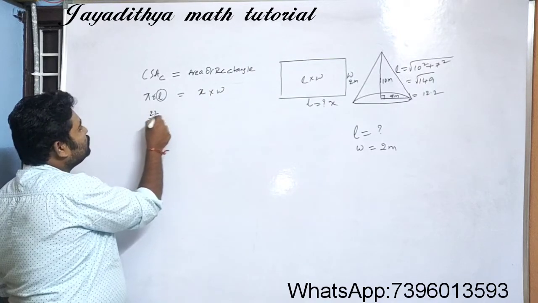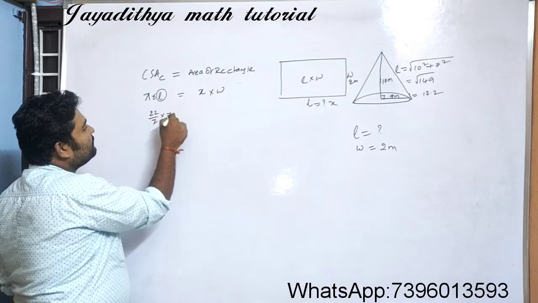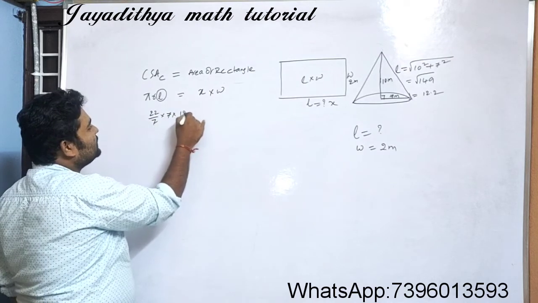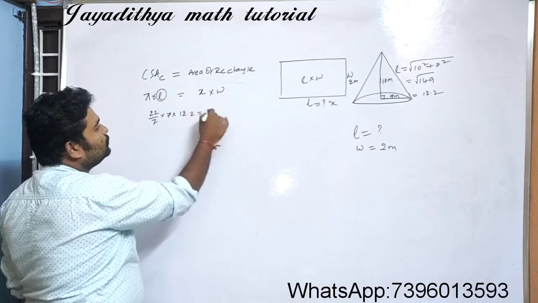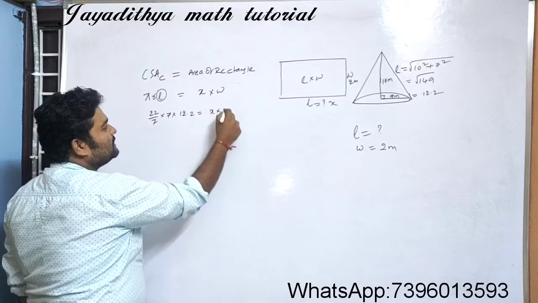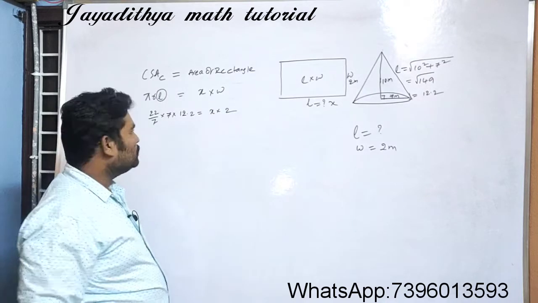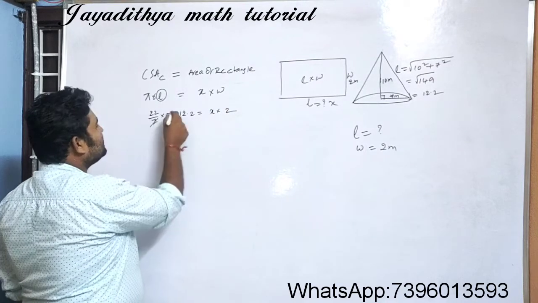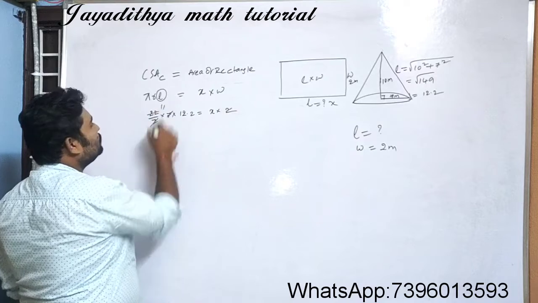Substitute all the values here. So pi means 22 by 7, r is equal to 7, and l is equal to how much? That is 12.2, which is equal to x into width, which is given as 2. So simplify this one. 7 and 7 get cancelled. 2 ones are 2, 11s are 11.